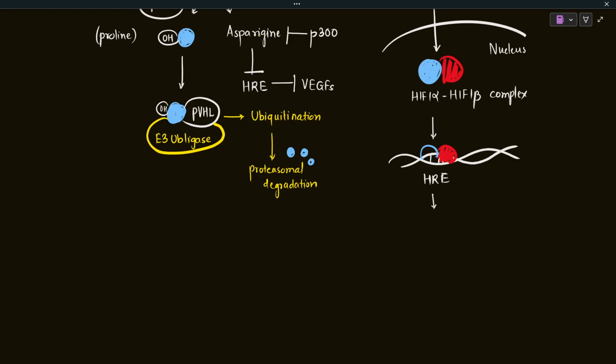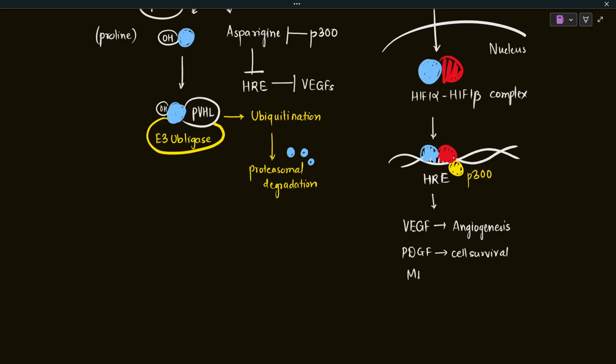interacts with certain factors like P300, which are the co-activators of this pathway. So now this is going to enhance the transcription of the growth factors like vascular endothelial growth factor, which is going to promote angiogenesis, or the platelet derived growth factor, which is going to support the cell survival and proliferation. So now the cells can survive under low oxygen conditions as well.